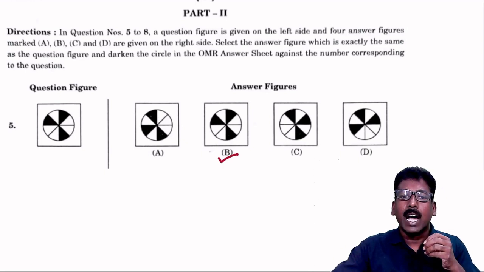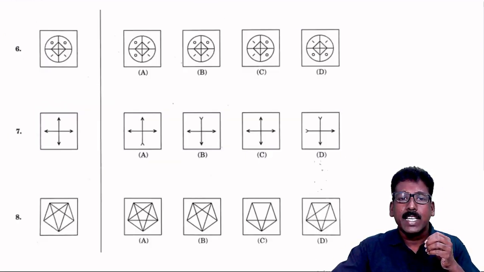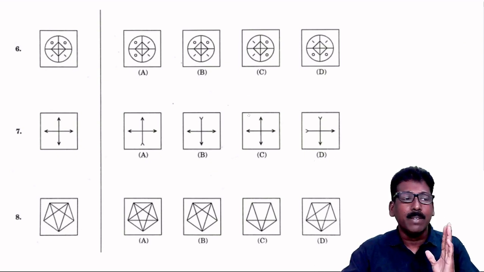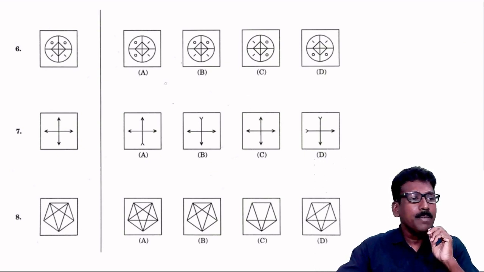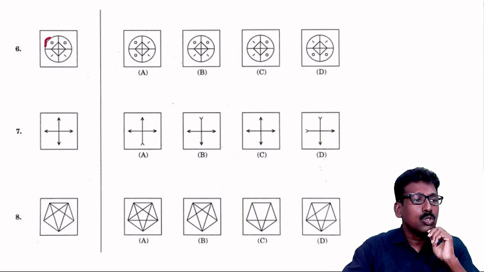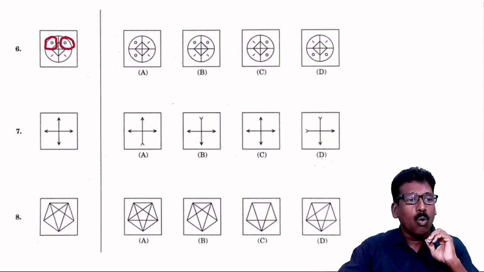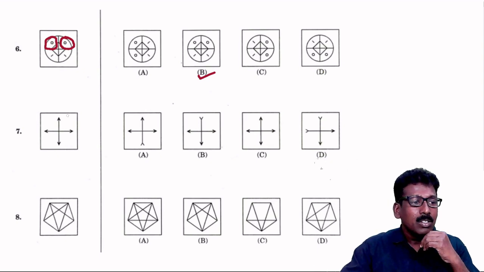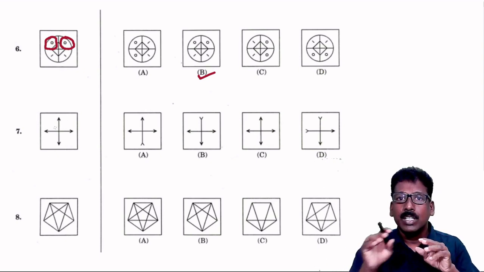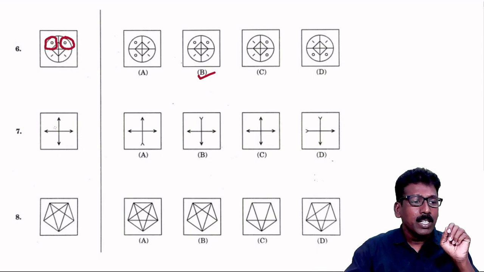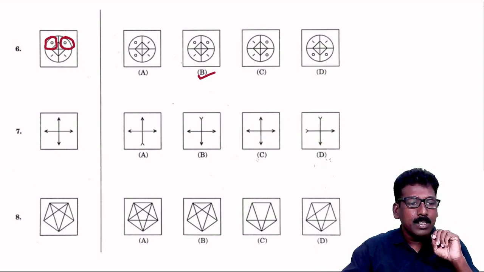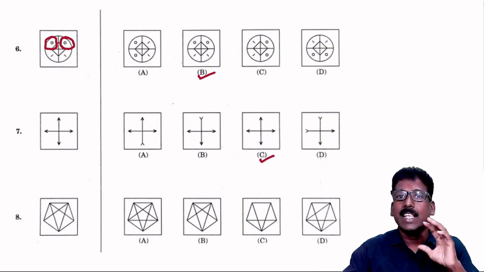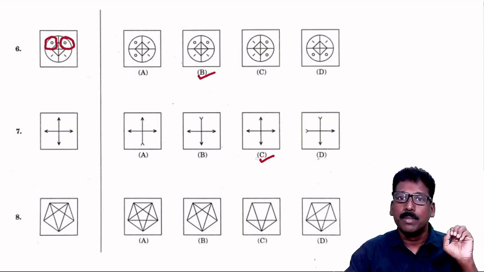Now look at the other questions. Questions 6, 7, and 8 are of the same type. If you see here in the question figure, 2 circles are there at the top. The only figure having 2 circles on the top is B. So B is the correct answer. Here an arrow mark is there. It is showing outside. Here you can see C is exactly the same as the question figure.